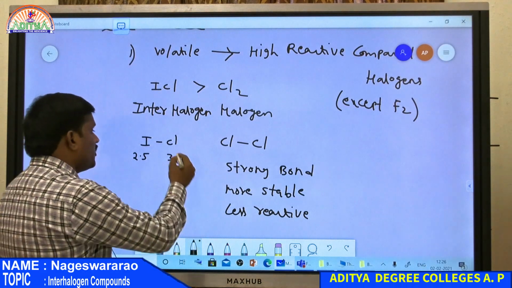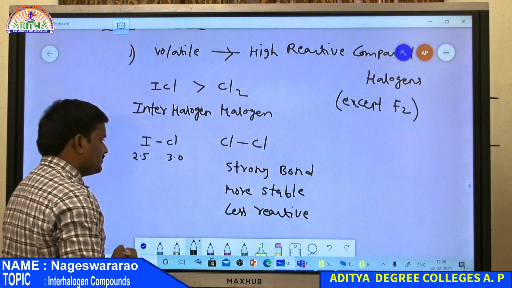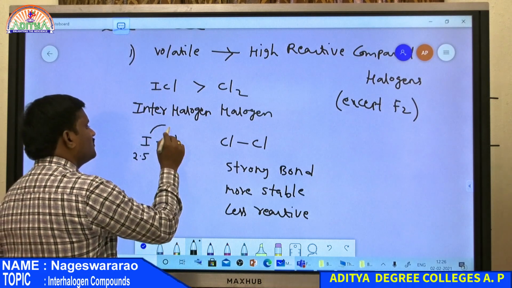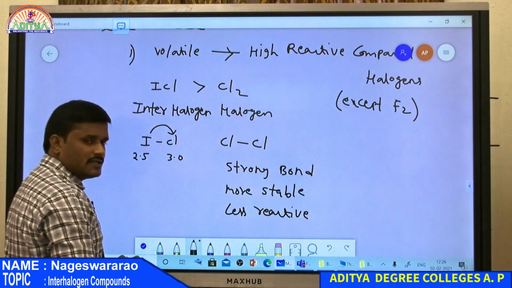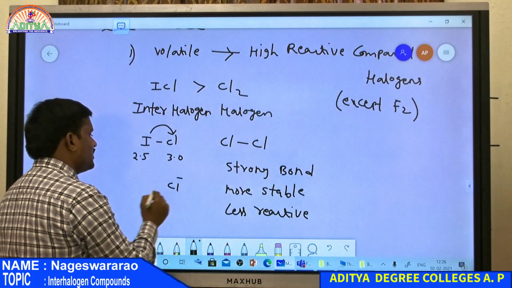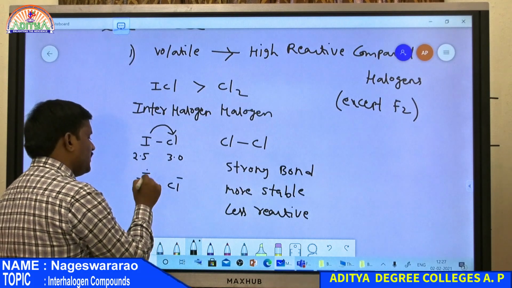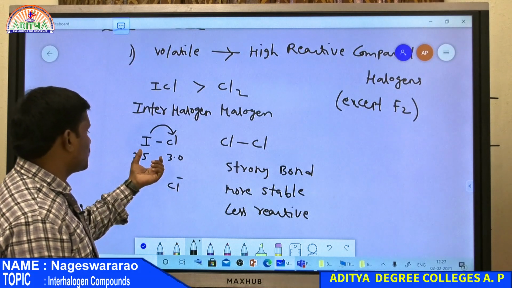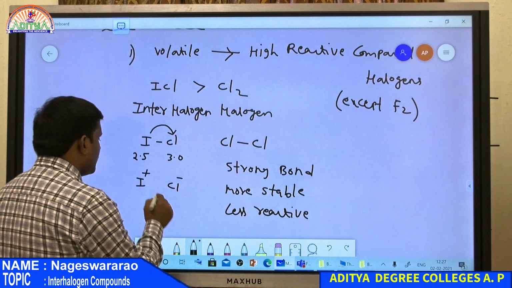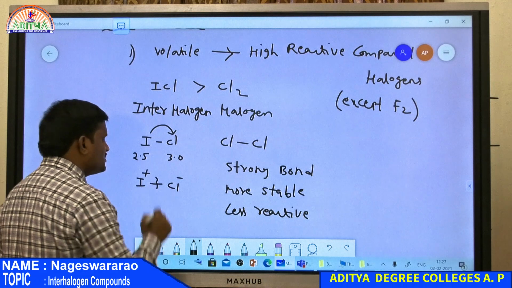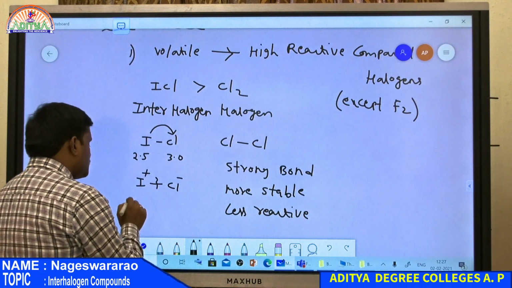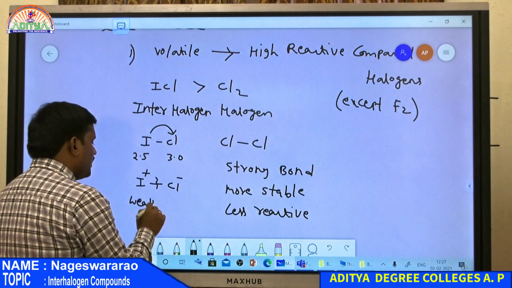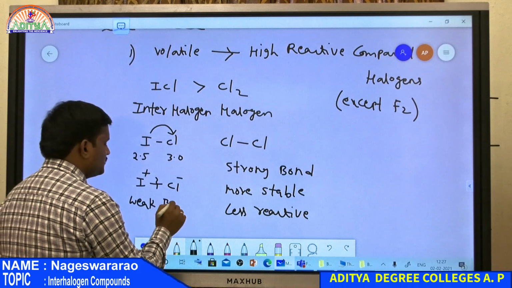So here chlorine is more electronegative than iodine. Therefore chlorine attracts electrons towards itself. That is, Cl becomes Cl minus and I becomes I plus. So due to the formation of ions, or due to the electronegativity difference, this bond is a weak bond. So it is easily breakable. So this bond between iodine and chlorine is weak.